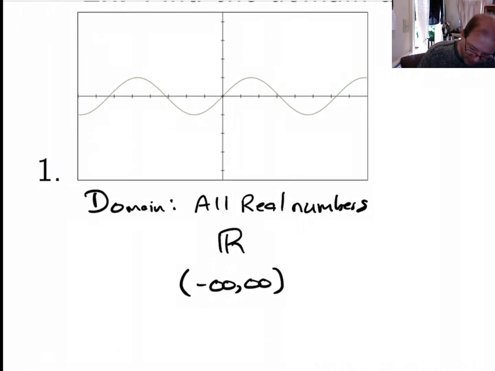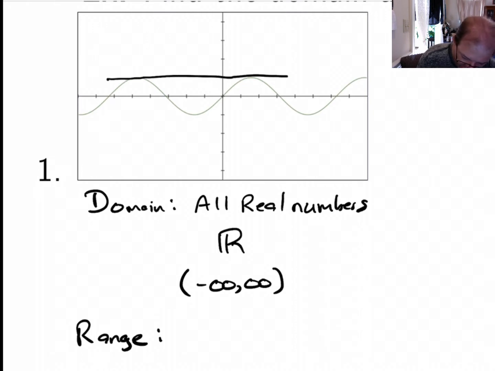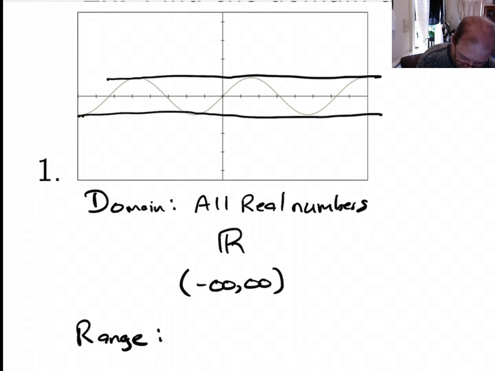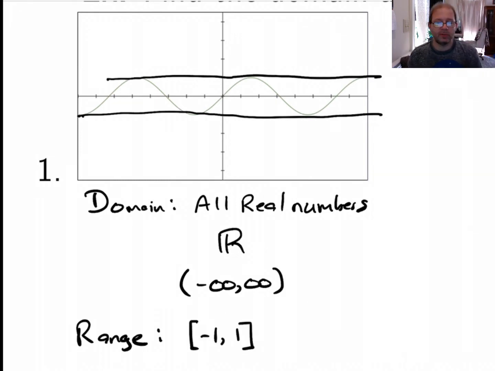Now the range on this one is a little more interesting. If you look at the y values here, the highest they ever get are 1, and the lowest they ever get are -1. So the range is everything from -1 to 1, and we include both of those endpoints because it actually touches 1 and -1.